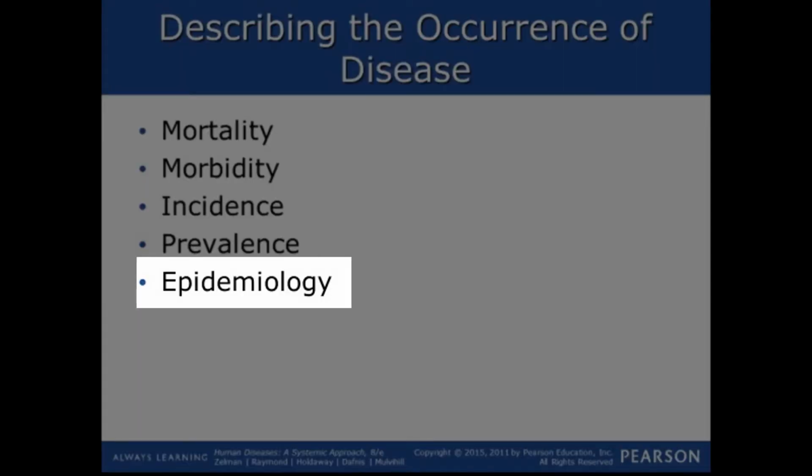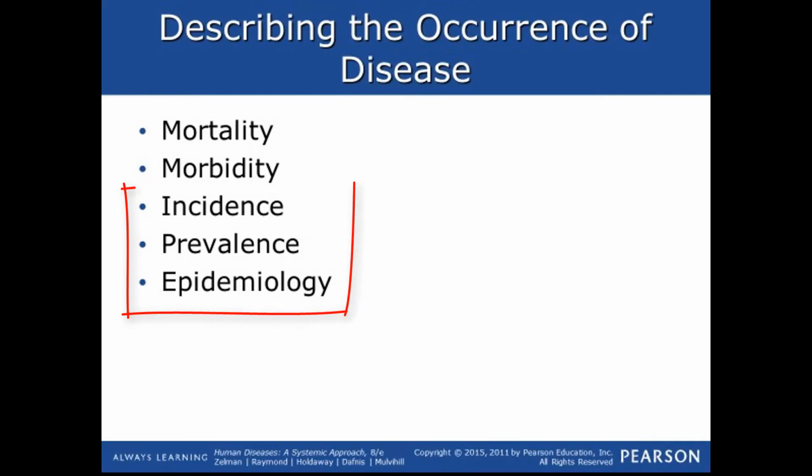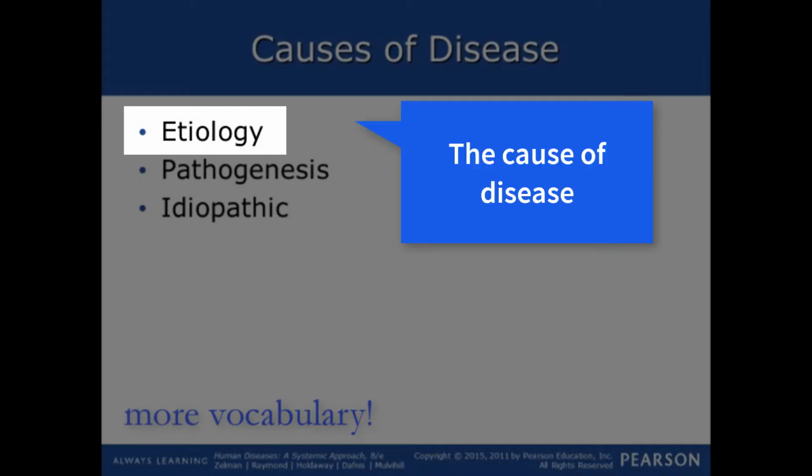And then epidemiology, this is the study of disease in a population. So the study of the occurrence, the transmission, distribution, and control of a disease in a population. Again, those last three are statistical terms. Etiology, this refers to the cause of disease. So now we're talking about causes of disease.